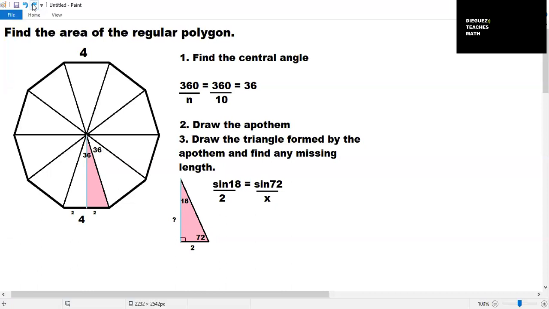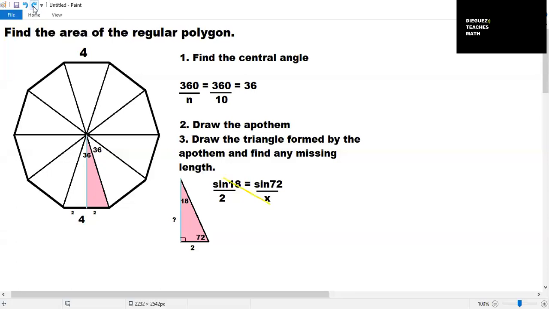The next thing I want to do is set up my law of sines. So the law of sines is sine of 18 divided by 2 equals sine of 72 divided by x. Sine of 18 is divided by 2 because the 18 is across from this side, which measures 2. The sine of 72 goes over x because sine of 72 is opposite this blue side here that measures x.